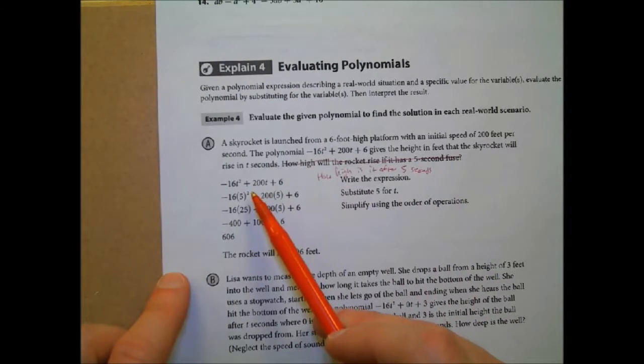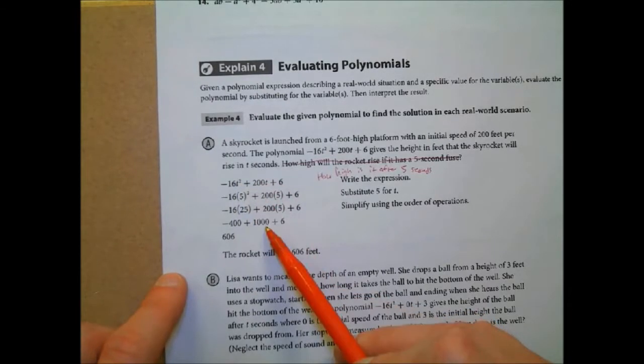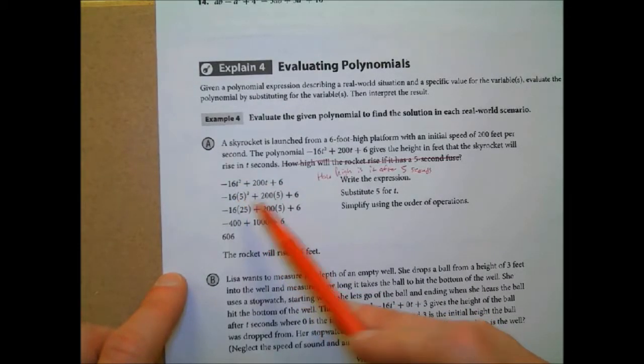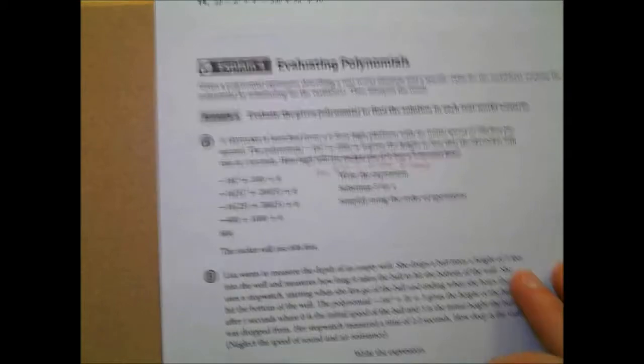So we're going to plug 5 in for t here and then just simplify it. Please make sure you put parentheses around the 5 when you substitute it in, and then you can just do the arithmetic in your calculator. It's that simple. Let's jump to one that's not done for us here real quick.